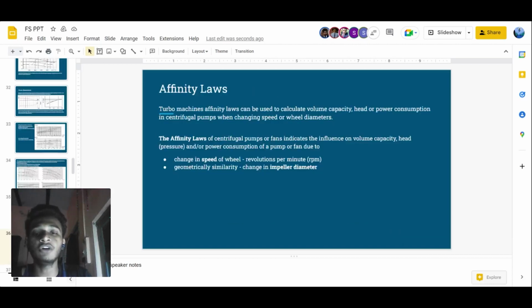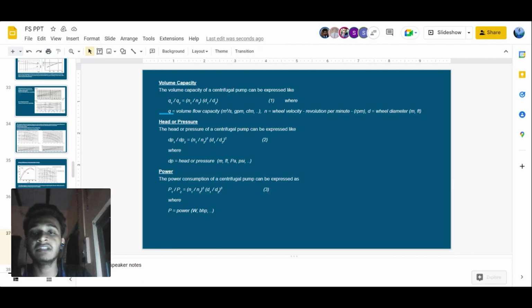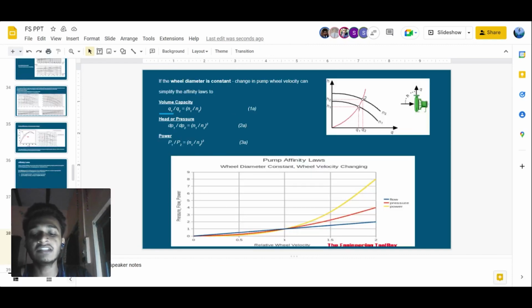Now we will talk about the affinity law. Turbo-machine affinity laws can be used to calculate volume capacity, head or power consumption in centrifugal pumps when changing speed or wheel diameters. The affinity laws of centrifugal pumps or fans indicate the influence on volume capacity, head, also called pressure, and power consumption of a pump or fan due to change in speed of wheel revolution per minute, that is RPM, geometric similarity, and change in impeller diameter. There are two sets of affinity laws: for a specific centrifugal pump and for a family of geometrically similar centrifugal pumps.